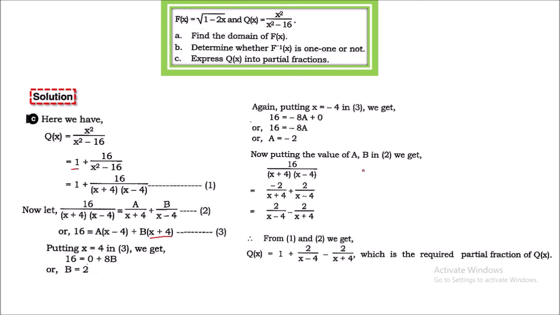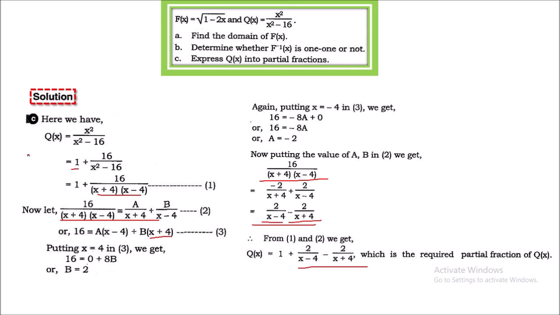Now I am going to put it here. You can see that is our given one, this one here. So I put here a as minus 2, and here it is plus 2. I'm just exchanging it: this minus will be here, and the positive one I bring in front. So from this 1 and 2, I can write q of x equal to 1 plus this one. I just break this into partial fractions. I just replace it, so there is a 1.